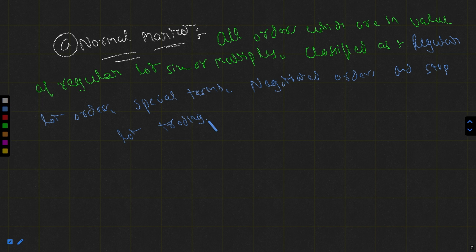However, you are not required to go into much deeper form. You are required to be on the surface layer and deep enough so that you could score good marks in your examination. So just keep the definition in your mind. All orders which are in value of the regular lot size or the multiples, having four classifications: regular lot orders, special terms, negotiated orders, and stop loss trading. Got it?